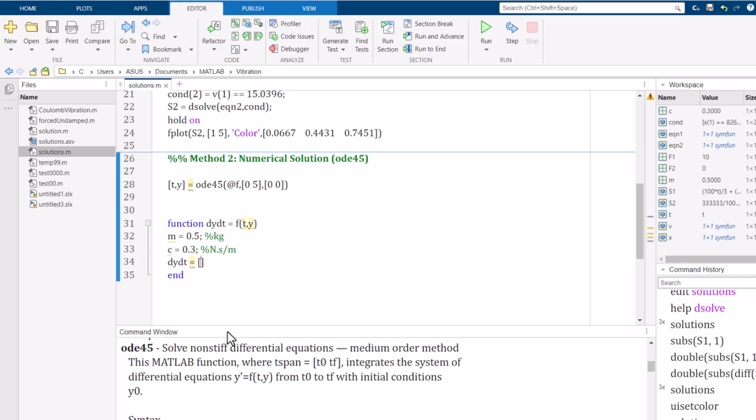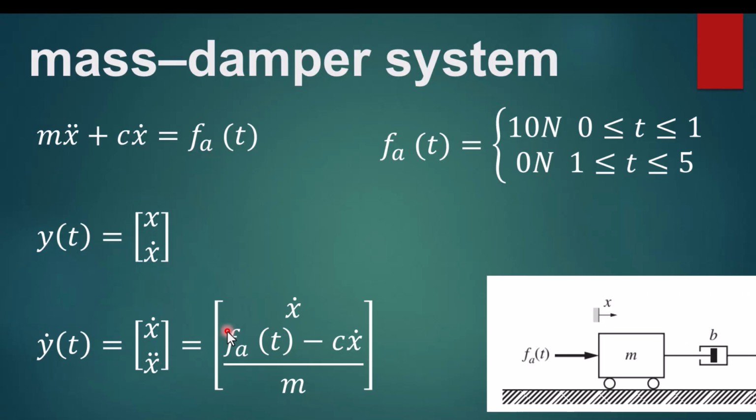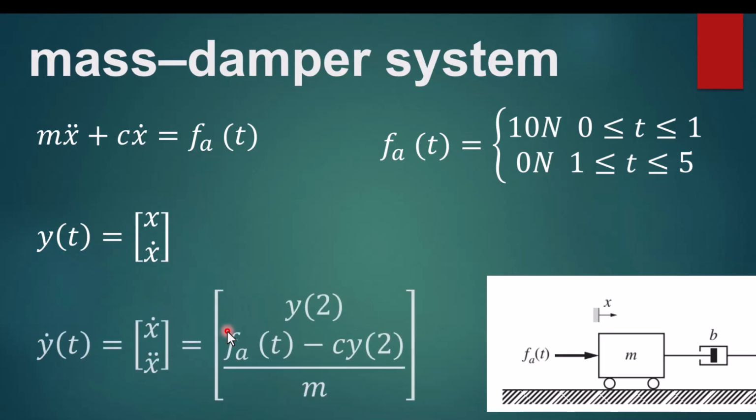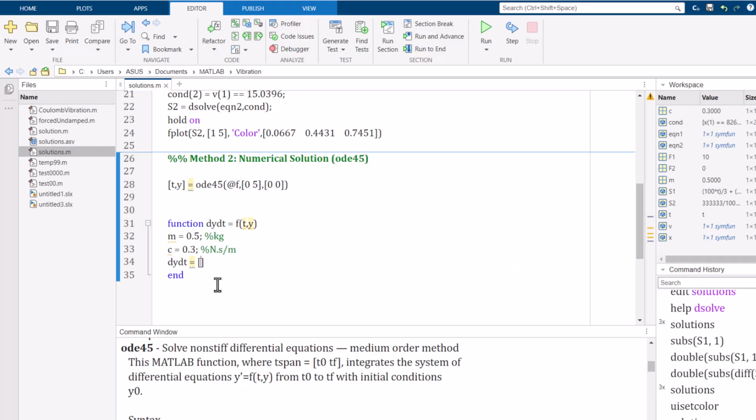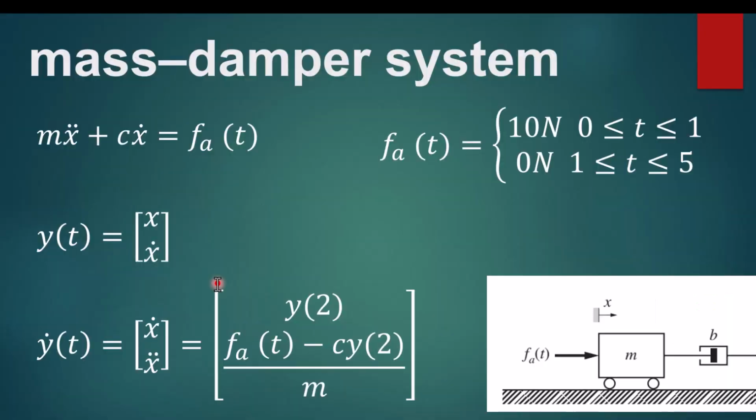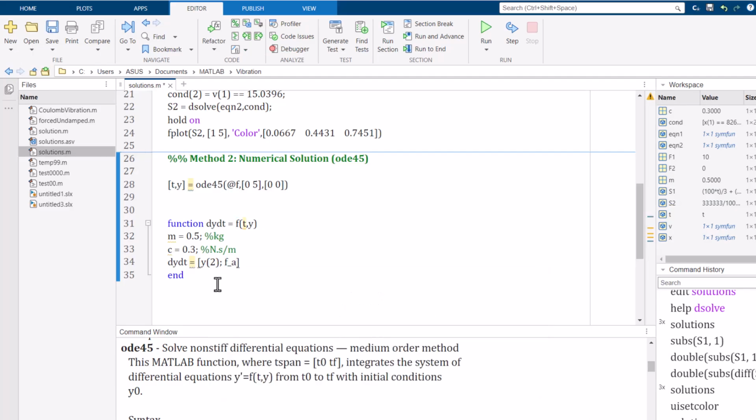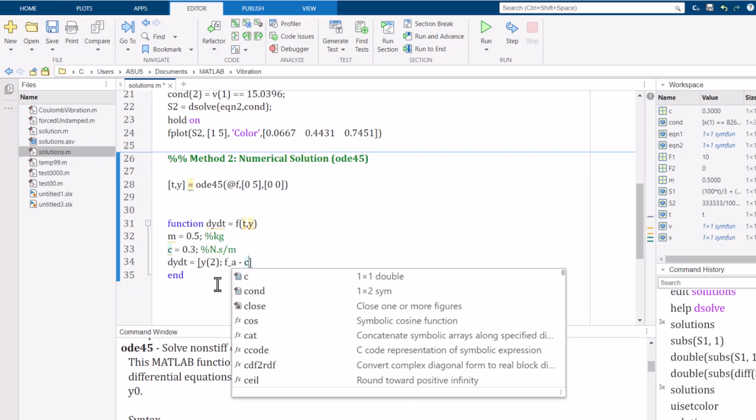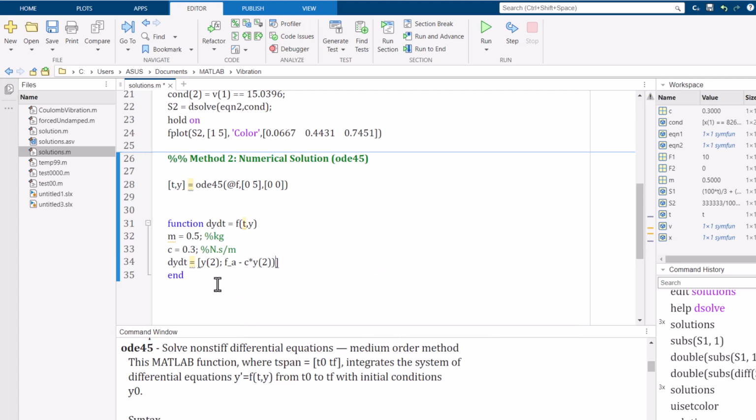So it is going to be, instead of x dot, I write y2. So it is the second element of y. And I type y2, semicolon, fa minus c times y2, and all of them have to be divided by m. Now this is dy dt.